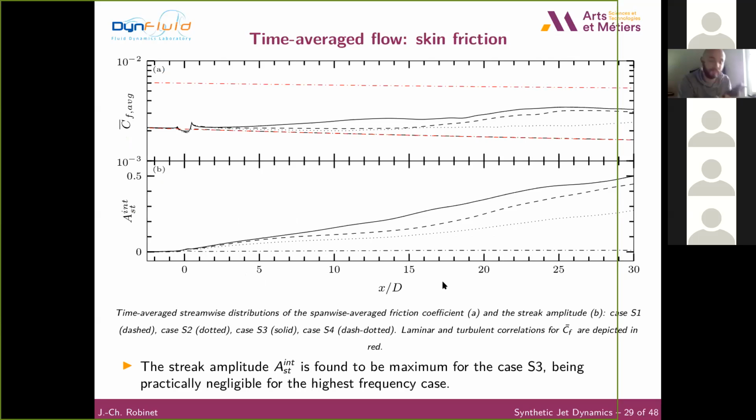Typically, we can see this behavior if we look at the streaks amplitude. The baseline is in dash here. The case for the lower frequency, case 2, is in dot. It's the evolution of the amplitude of the hairpin, which increases less rapidly. Case 3 is in solid, and is more intense than the baseline.